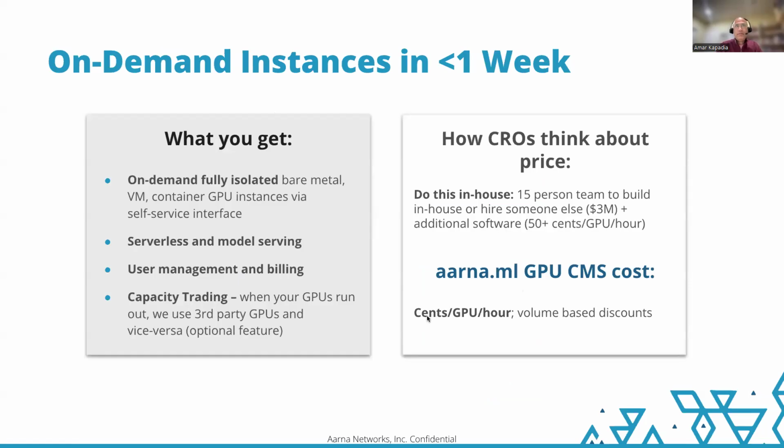So to sum it up, if you contact us and you want to get this going, in less than 1 week, we will provide you on-demand instances. You or your users will get on-demand, fully isolated bare metal VM container GPU instances via self-service interface, serverless, which is job submission and model serving, user management and billing, and capacity trading. So this is the over and under provisioning. So when you run out of GPUs, you can borrow from others. And when you have too many GPUs unused, you can sell to others.